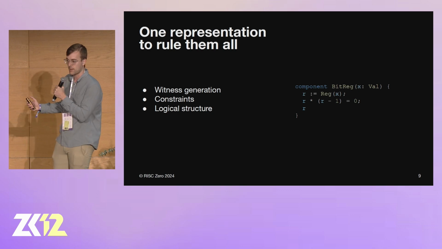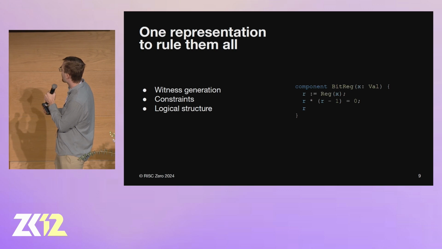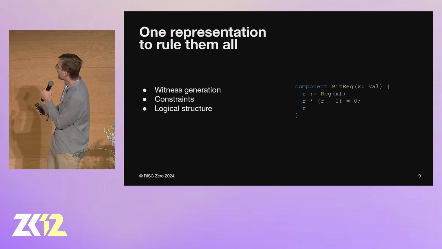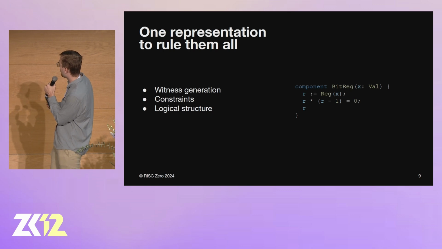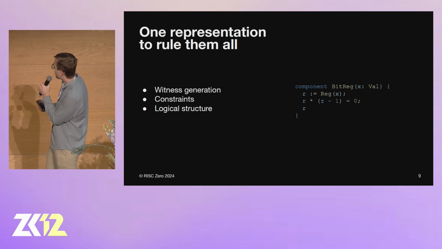A register is an abstract view of a column in the Stark trace. This reg component comes along with an implicit constraint that the register value is equal to x. Then we go ahead and add another constraint here. This polynomial is satisfiable if and only if r is equal to 0 or 1, in order to make these terms 0. And lastly, we return this value r.